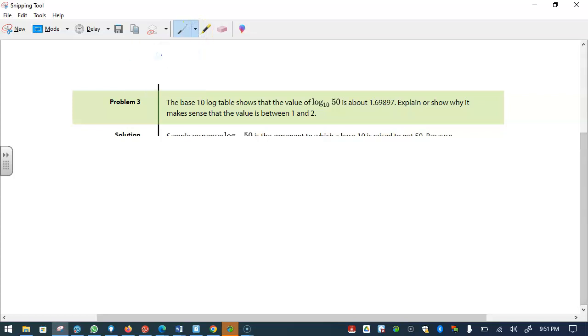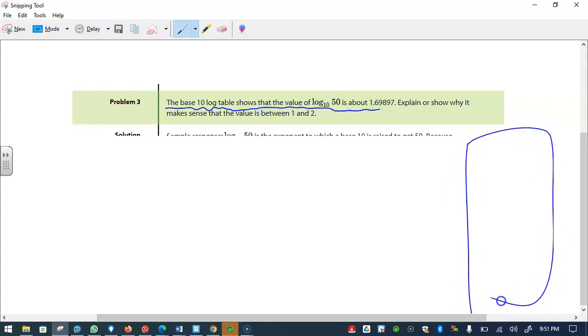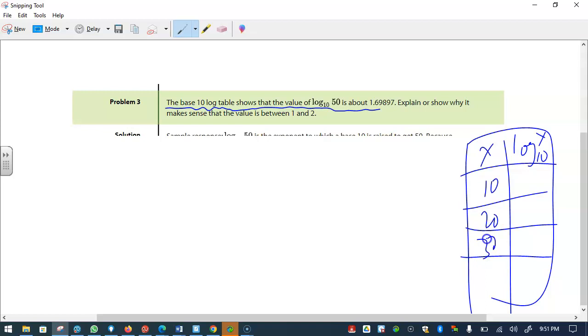Read the question. The base 10 log table shows that the value of... they give you the log of x to the base 10, and there will be input x, and they'll be giving 10, 20, 30, 40, and somewhere at 50, they gave you that 50 is 1.6989. Of course, we can check with the calculator to explain or show why it makes sense.